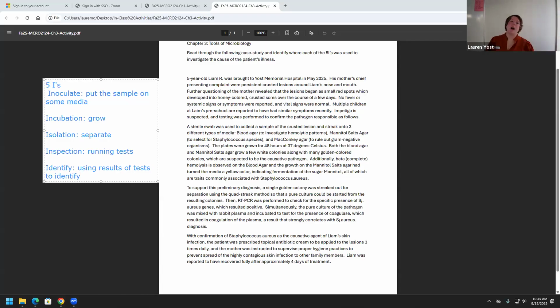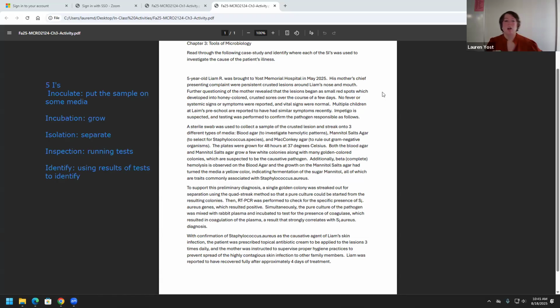All right. Five-year-old Liam was brought to Yost Memorial Hospital in May. The chief presenting complaint was persistent crusted lesions around Liam's nose and mouth. Further questioning revealed that the lesions began as small red spots, which developed into honey-colored crusted sores over the course of a few days. No fever, no systemic signs. It seems local around the face and mouth. But other students at the preschool also have similar symptoms. We think this is impetigo.